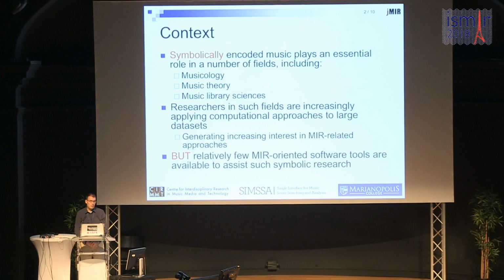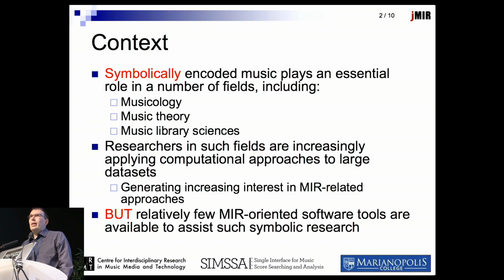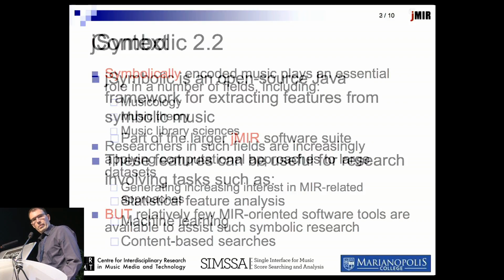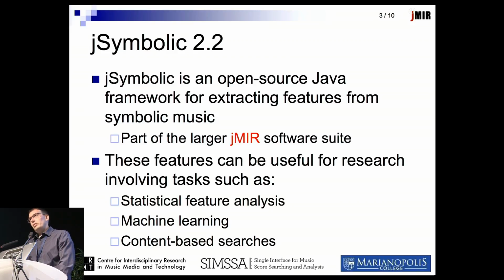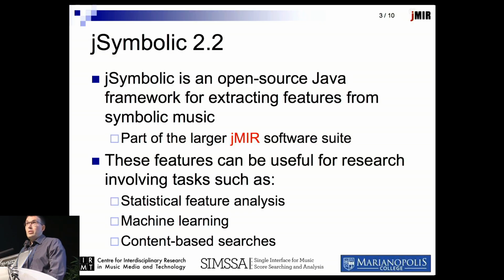But unfortunately, although we've done a lot of work in audio and other fields, there's not as much software and not as much research that we've produced that can be used in these domains. So in this context, I'm presenting the JSymbolic software, which extracts features from symbolic music and is part of the larger JMIR software suite. So once you've extracted the features, you can use them for a variety of things. You can do machine learning with them, you can do statistical analysis, and you can also do content-based retrieval.